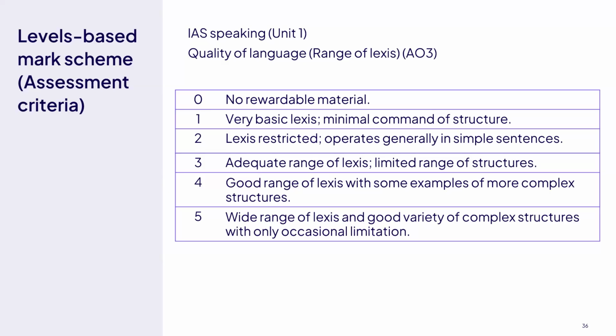So we've got a wide range of lexis. At 4, it's a good range of lexis. 3, adequate range of lexis. 2, lexis restricted, and 1, very basic lexis. Okay, and within those grids, there may be 2 different criteria that we are looking for.